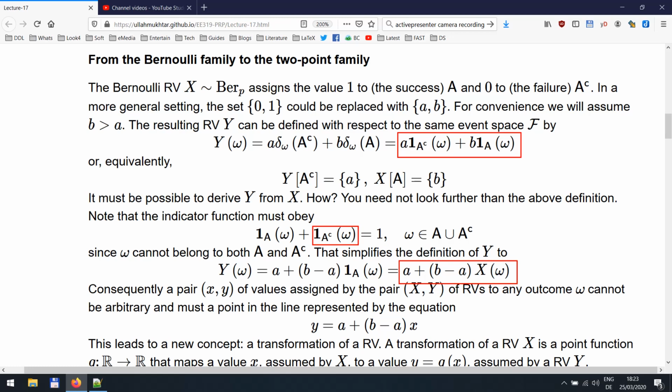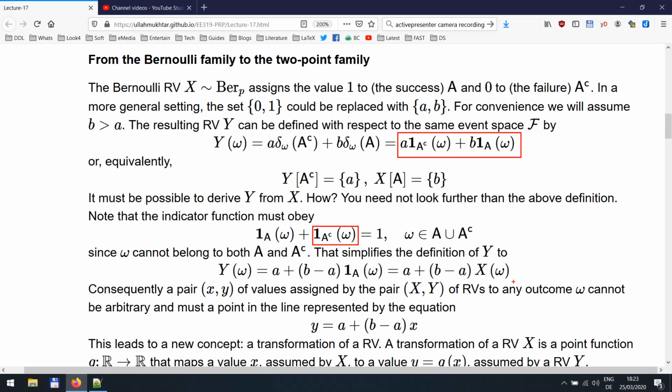So if I start with any point omega, if I know what value x has assigned to it, that would be x of omega. I just multiply that by b minus a, and then I add the result to a, and I will get the value of y.